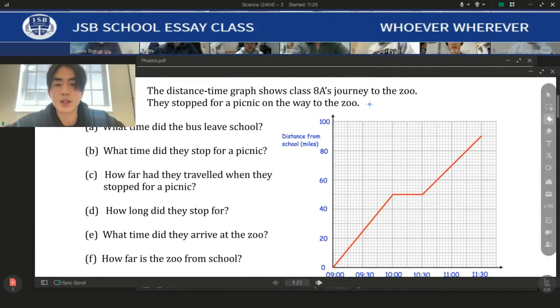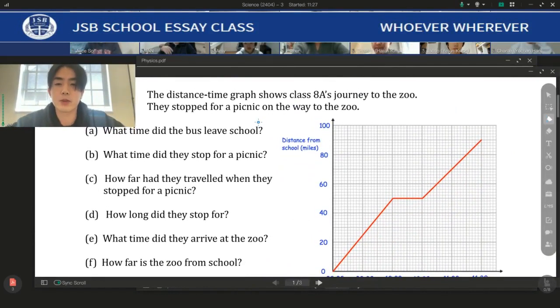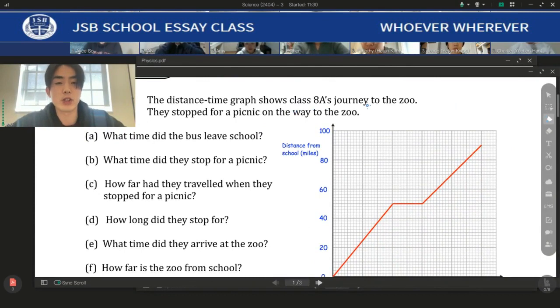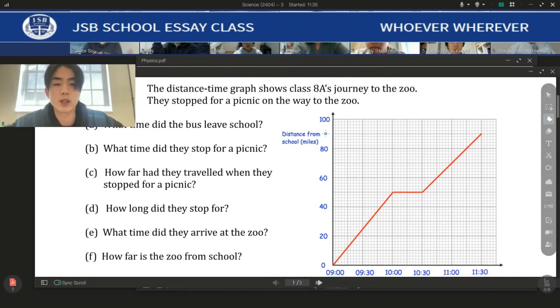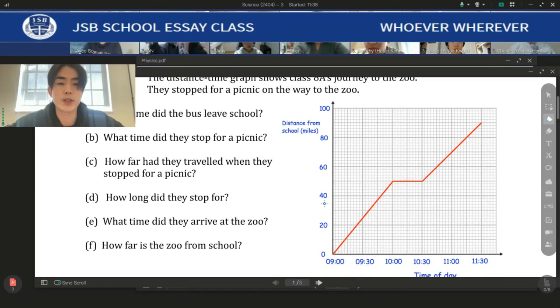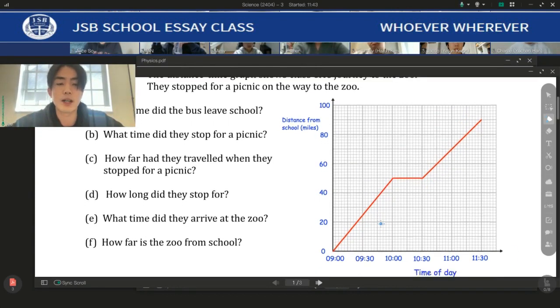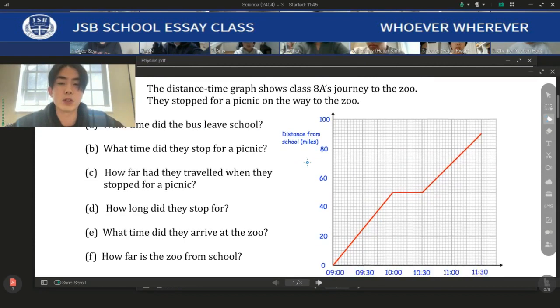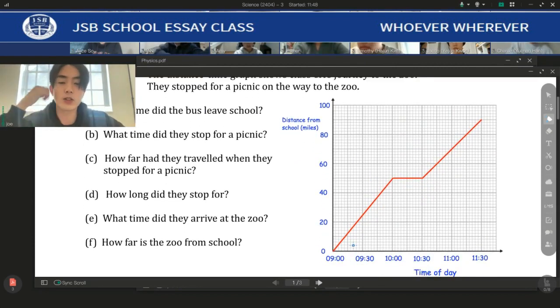Everyone see this, right? So we have a distance time graph that shows class 8A's journey to the zoo. They stop for a picnic on the way to the zoo. So you can see here, this is the graph of the journey, okay? We have distance on the y-axis and time on the x-axis. All right. So what time did the bus leave school? Alice, can you see what time the bus left? 9. Good, 9 a.m., right?